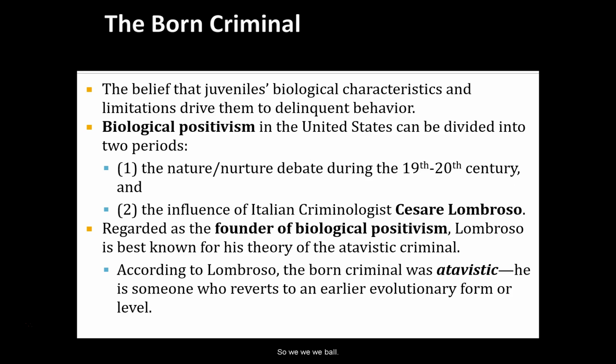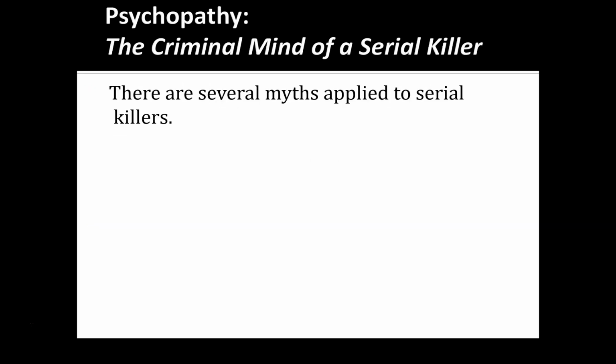So we've evolved. We've evolved into this normal society, our cultural norms. So we've risen to a point where we are not of the criminal mind. So we revert back into a place and time, whenever that may be, that we were more of a hunter-gatherer and didn't look at the repercussions of our actions. Interesting. So, psychopathy, the criminal mind of a serial killer.